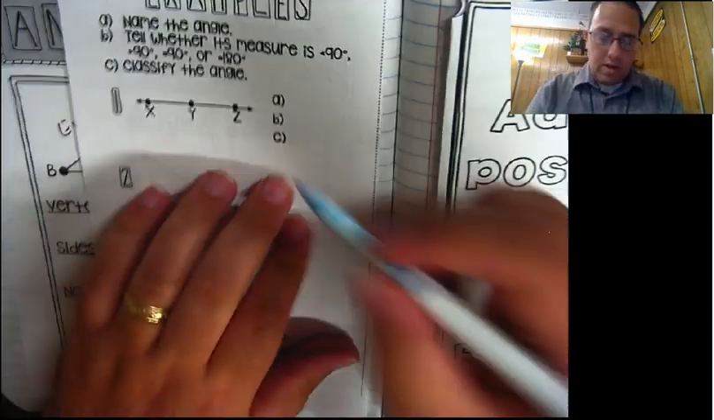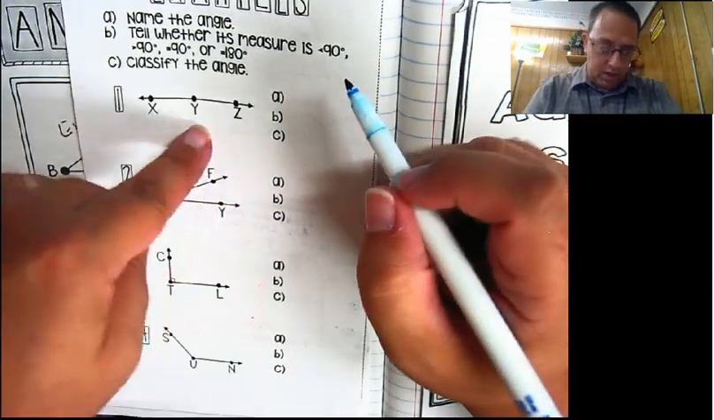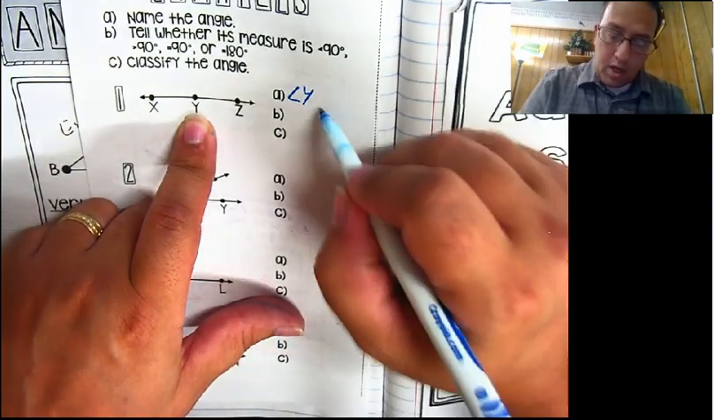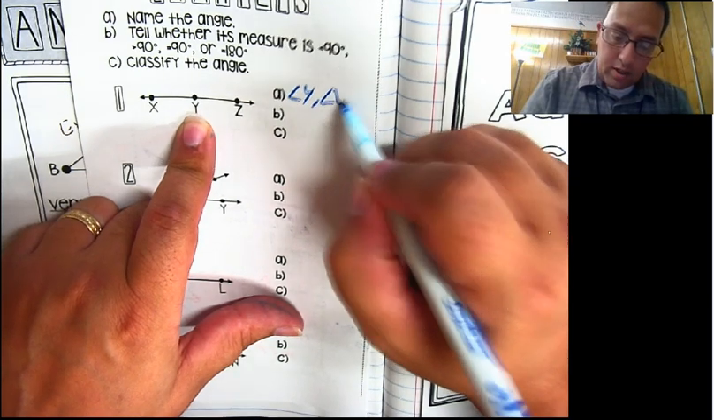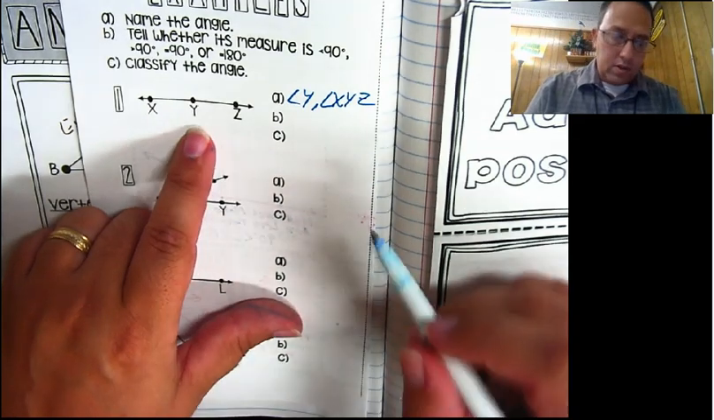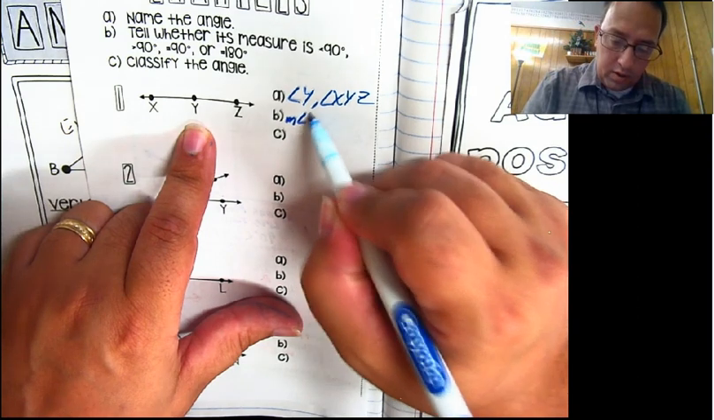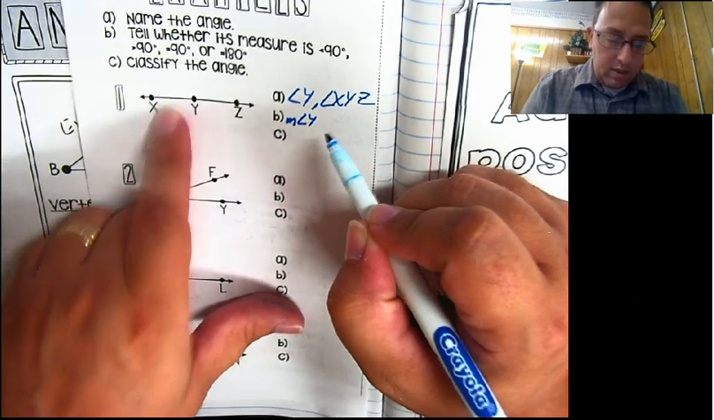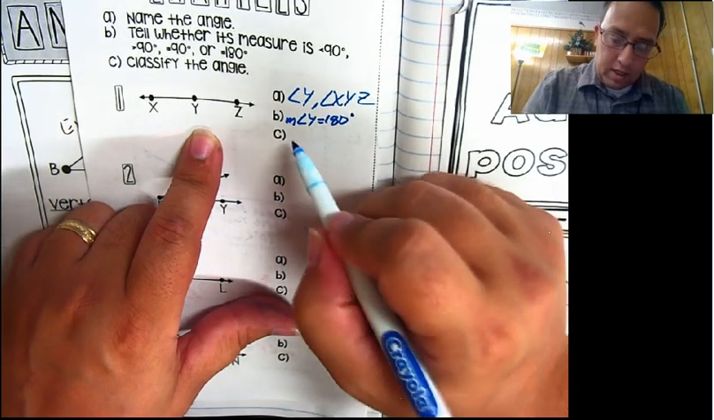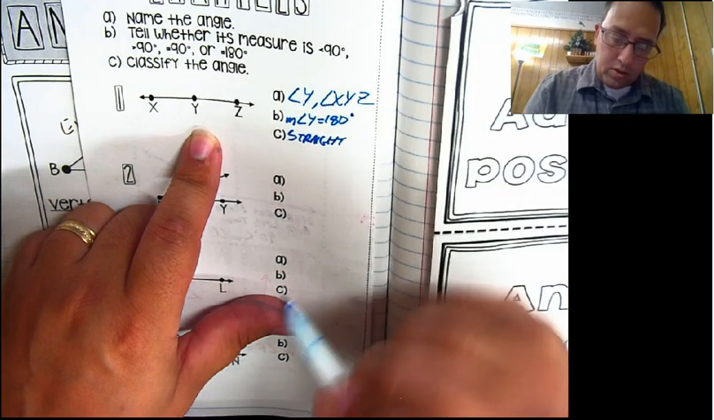So first we're going to name the angle. All right. So the angle, I've got to name it by the vertex, which is right there, the letter in the middle, so I could call this angle Y. I could also call this angle XYZ. I could call this angle ZYX. Any of those is good. And this angle, we want the measure, so the measure of angle Y is, well, that's a straight line. So this equals 180 degrees, and it is a straight angle.